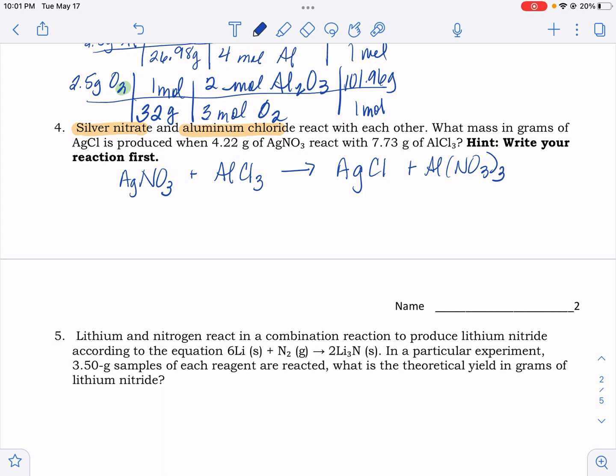Now we need to balance it. We've got 3 nitrates here, so we're going to need a 3 here. That now changes silver to 3, so we're going to need 3 silver chlorides, and that gives us 3 chlorines, which we had already. So we have our equation written.